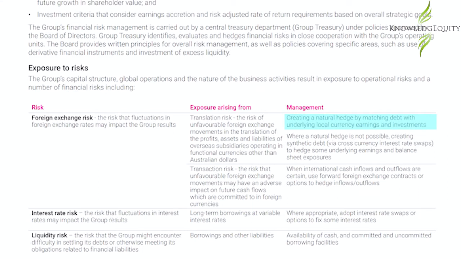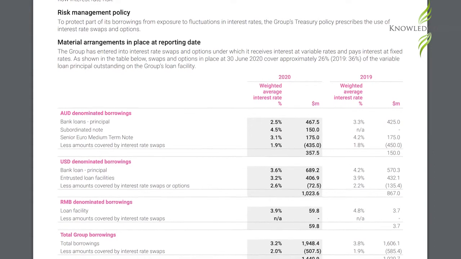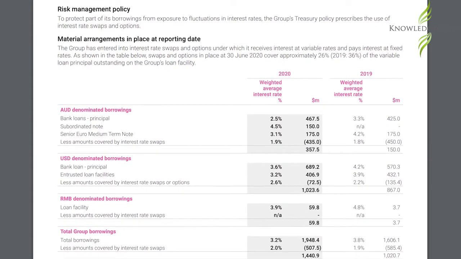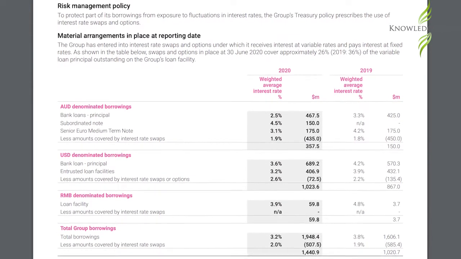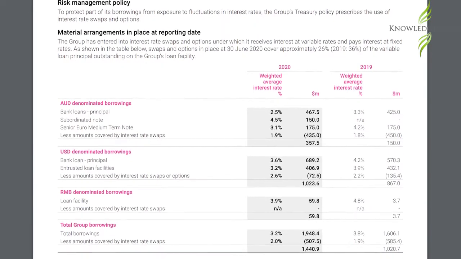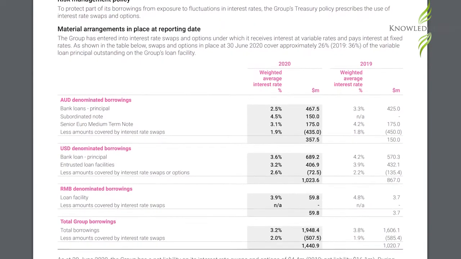SICK also disclosed that its exposure to interest rate risk mainly arises from its long-term borrowings. To protect against this risk, the company utilizes interest rate swaps and options in accordance with its treasury policy. As can be noted from this disclosure, the company also discloses the weighted average interest rate for its Australian and respective foreign currency denominated borrowings. Finally, SICK also discloses both its liquidity and credit risk exposure.